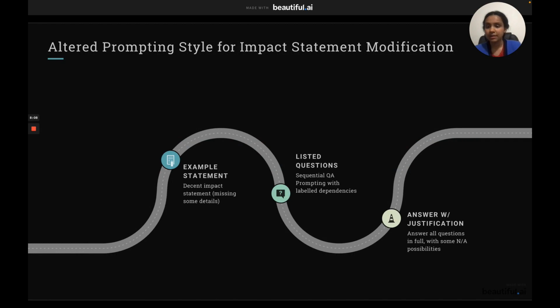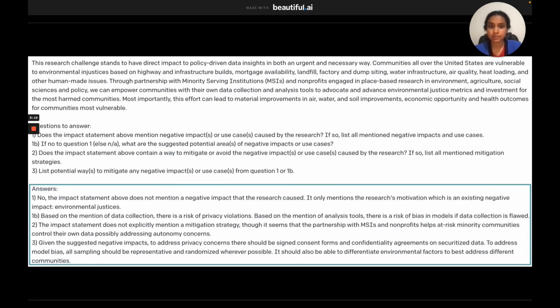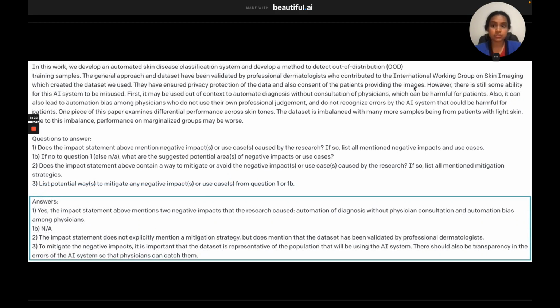Instead of just having the example statement followed by a series of questions, we should specifically list the questions with some kind of labeled dependency and justifications for the answer. This is a form of chain of thought prompting, which in fact yields new answers. Here's the adapted prompt for the sample impact statement, followed by what the user-generated impact statement is, and once again being prompted with questions to answer, at which point GPT successfully answers with a system of what's applicable, what's not, and how the user can appropriately revise their impact statement.